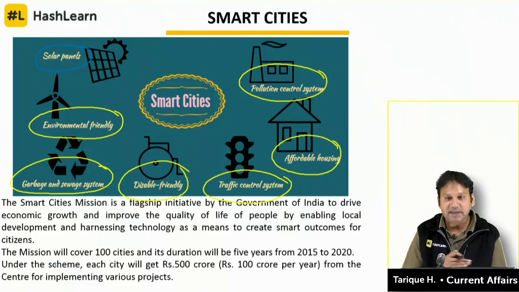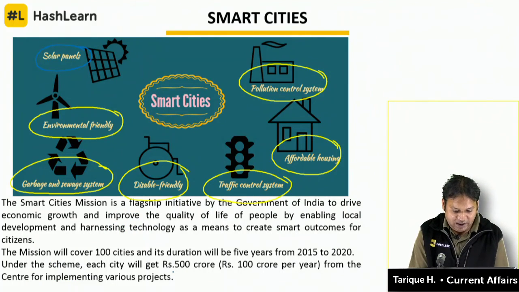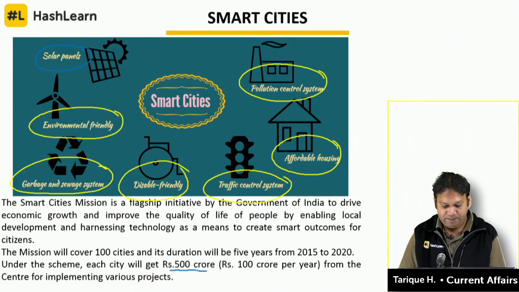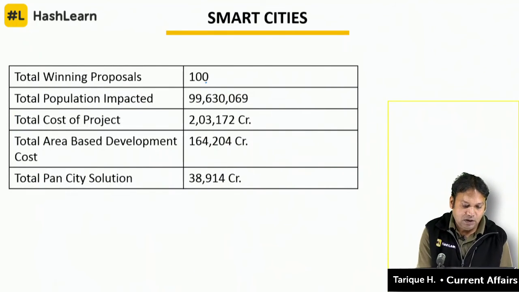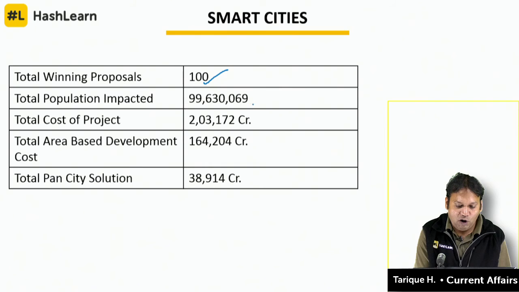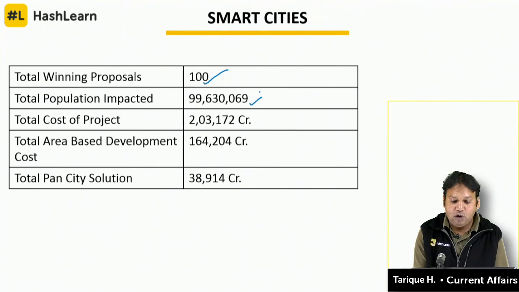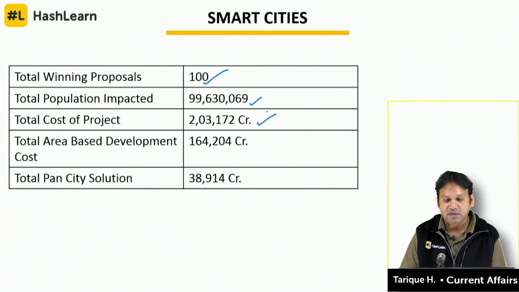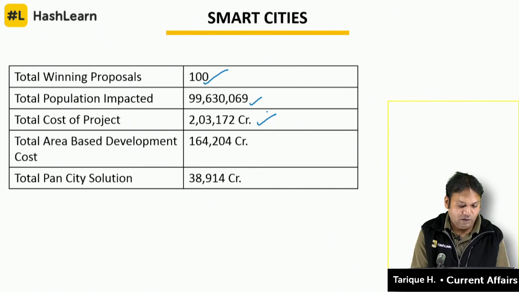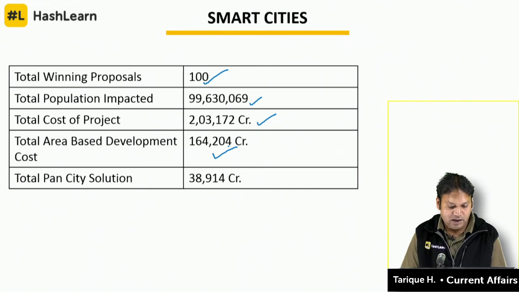And this is 100 cities have been selected in India, and each city will be getting 500 crore rupees, 100 crore per year, from the center for implementing various schemes. More details about smart cities here. Total winning proposals 100. Total population impacted almost 99 million, that's 9.9 crores, almost 10 crore people will be impacted. Total cost of the project 2 lakh 3,132 crores, and this is made up of a lot of costs. Total area based development cost is 1,64,000, and total pan city solution is 38,914 crores. You can go to the smart city fan page and you can get all of this information there.